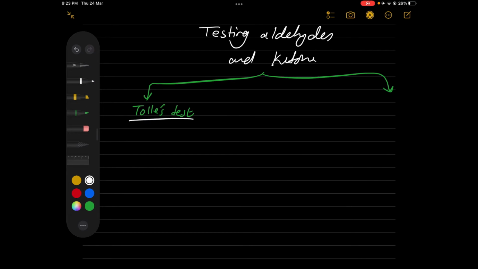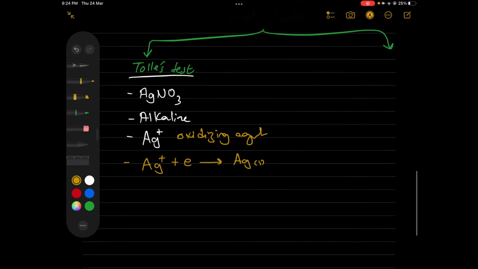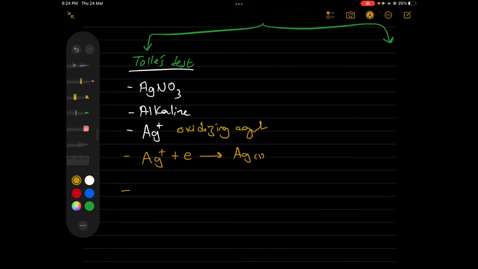In the Tollens test, you will have, first of all, silver nitrate dissolved in an alkaline solution. What will happen to silver? Silver appears as Ag+, and the Ag+ works as an oxidizing agent. The oxidizing agent is being reduced, which means the Ag+ will gain an electron and change to solid Ag. So this test is literally a redox reaction.